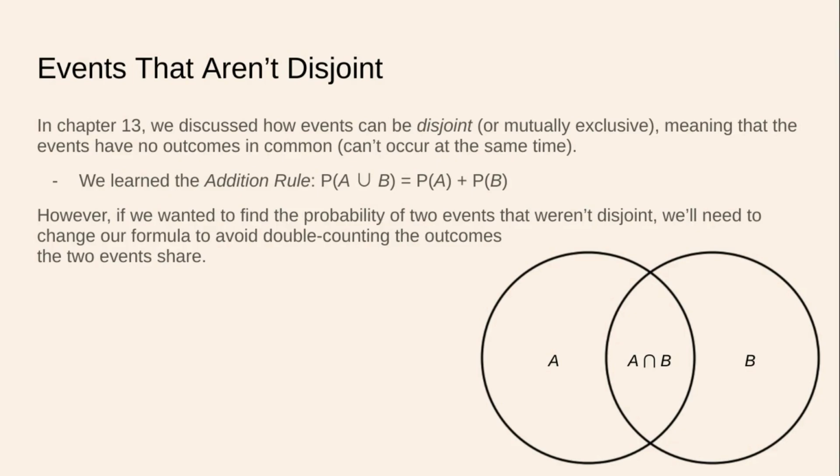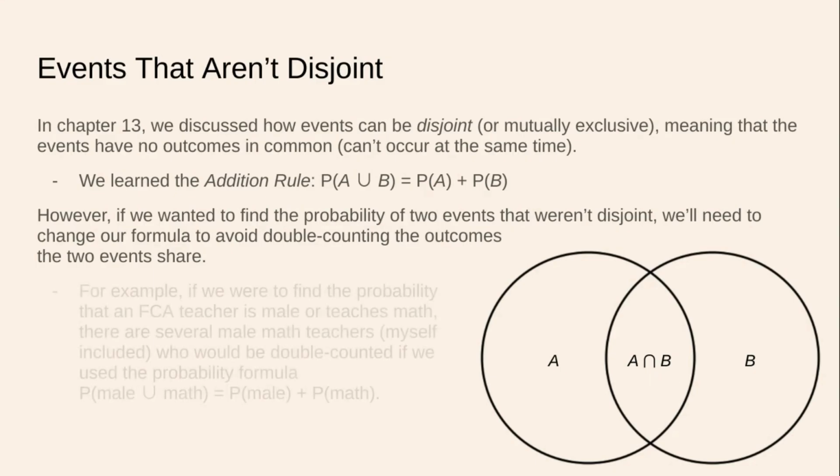to change our formula to avoid double counting the outcomes that the two events share. So what happens is, if I'm trying to find the probability of A or B, I would count the ways that A can happen and the ways that B can happen, but if I do that, I double count the ways that A and B would be happening. All right, so if A and B can happen at the same time, I double count those outcomes, and that's going to mess up my probability. I need to do something about that.